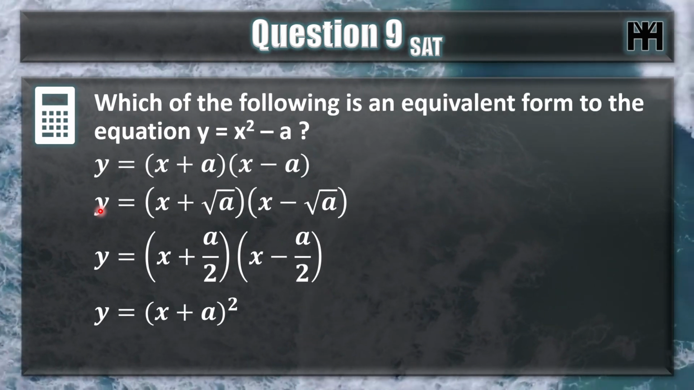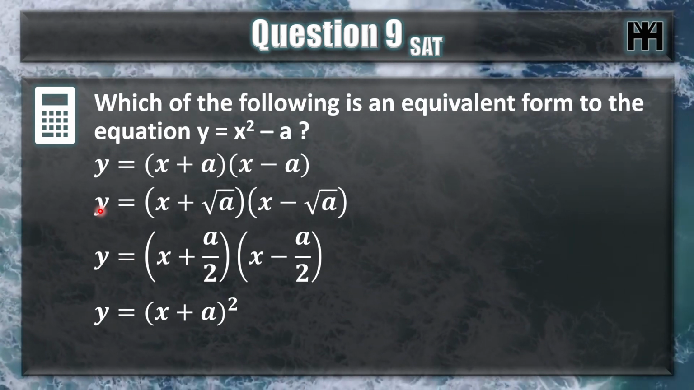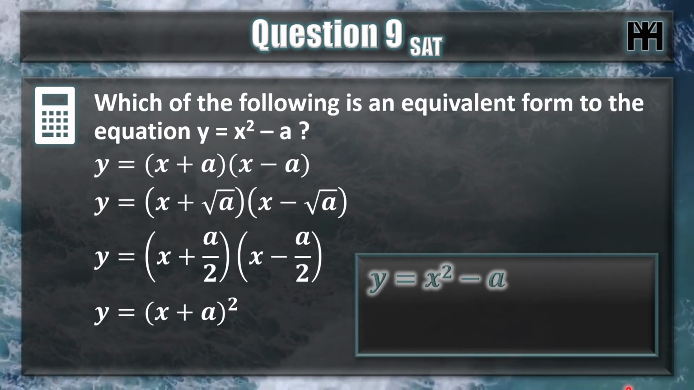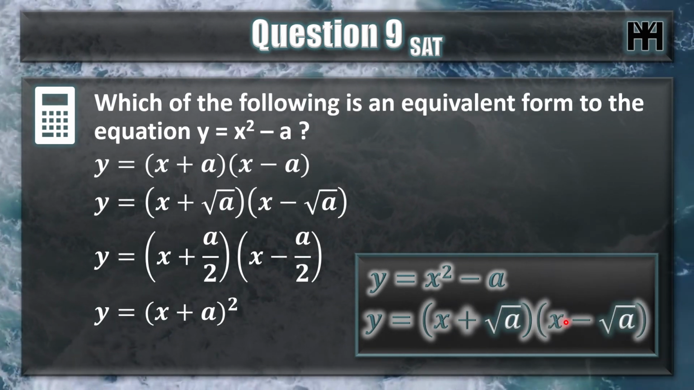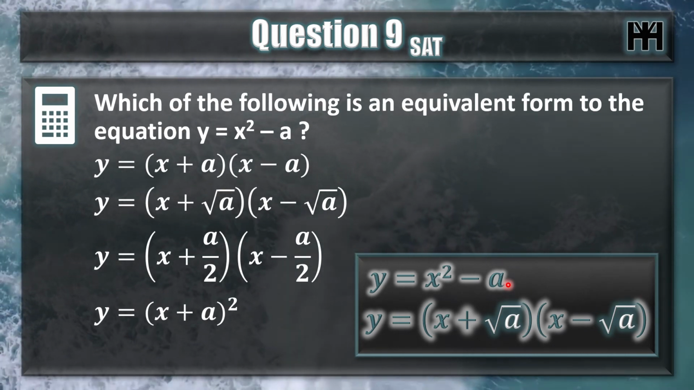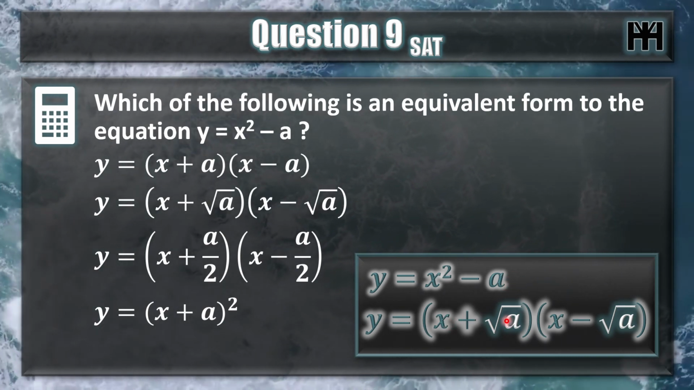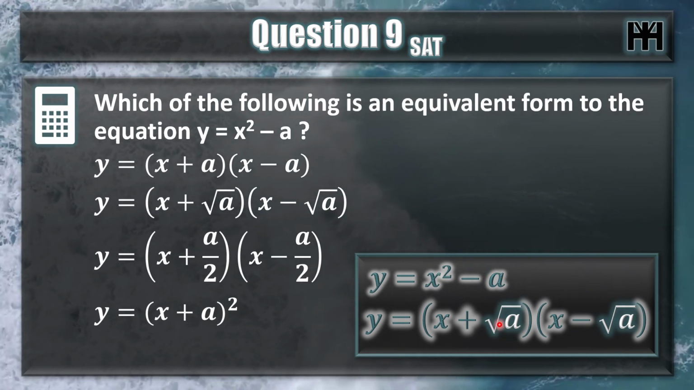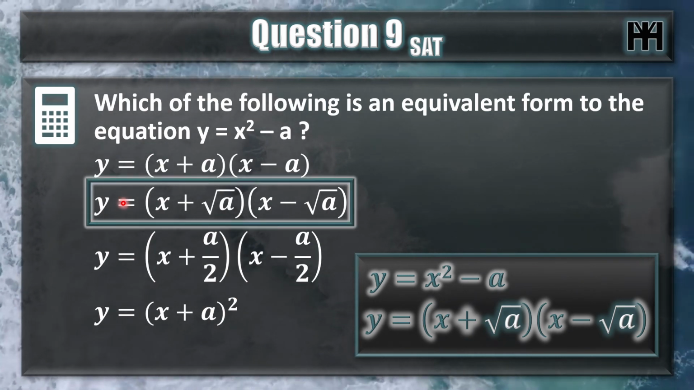Question 9. Which of the following is an equivalent form to the equation y equals x squared minus a? Okay, let's write it down here. y equals x squared minus a. So the difference between two squares will be y equals x plus root a and x minus root a. Why root a? Because a has no square root. If we take the square root of a, it will be square root of a. If it was a squared, it would be x plus a and x minus a. But a is not squared. So this is the only formula we can use here. So the answer is the second one here.